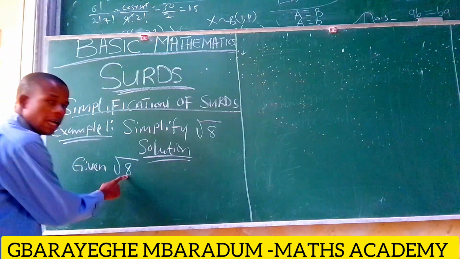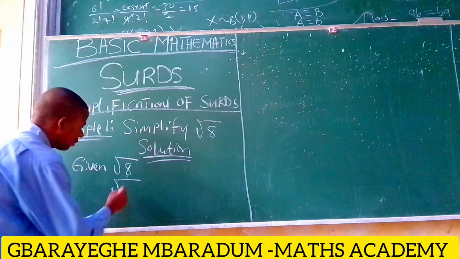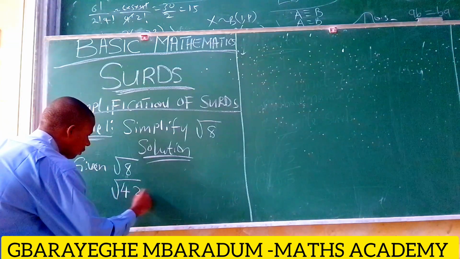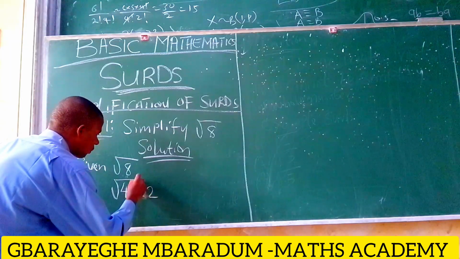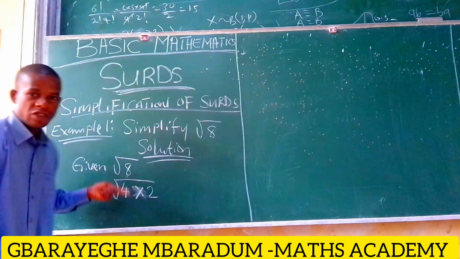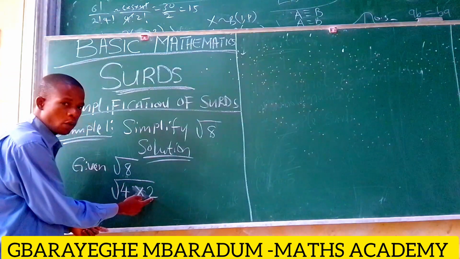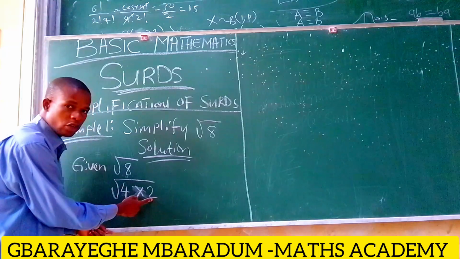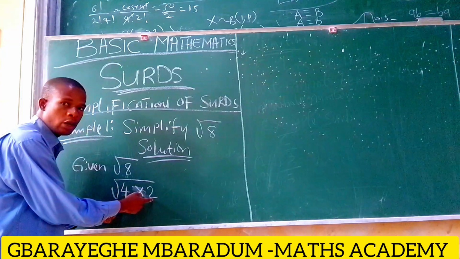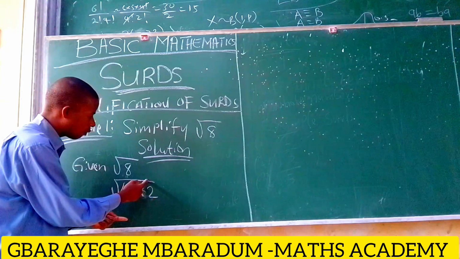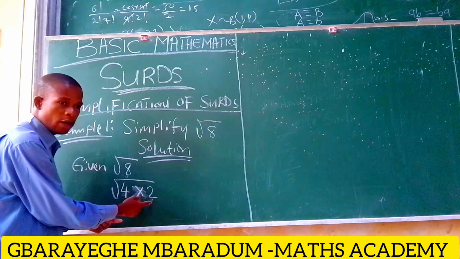You know that the square root of 8 is the same thing as what? 8 is the same thing as 4 times 2, right? We are trying to simplify this surd. You know that 4 is a perfect number, and 2 is also a number, but this 2 cannot be simplified further because it's the square root of 2. Now at this point, we have one perfect number and one other number.